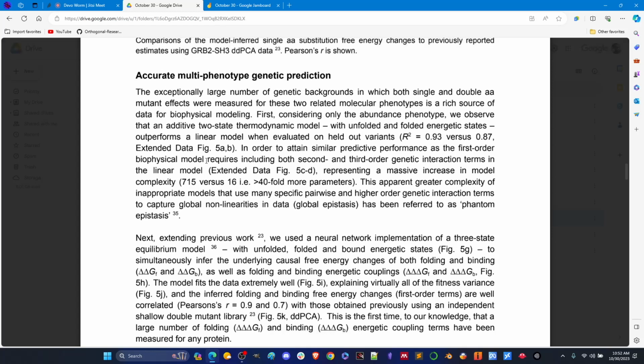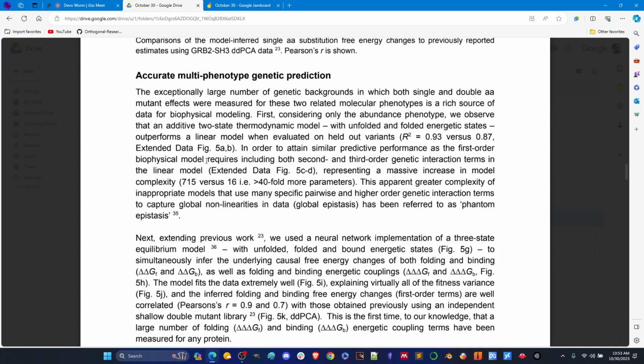So finally, we talked about accurate multi-phenotype genetic prediction. And they say that the exceptionally large number of genetic backgrounds, in which both single and double amino acid mutant effects were measured for the two related molecular phenotypes, can serve as a rich source of data for biophysical modeling. So, we know that we can use deep learning methods, and that those are good, but they don't give a lot of biological context. But when we do this kind of method that they present here, it actually provides a very rich source of data for biophysical modeling, and we have a pipeline now.